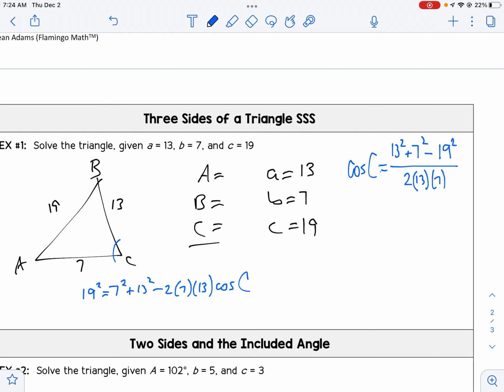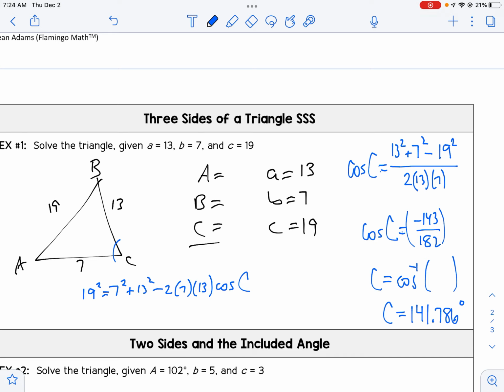And then I'm going to type that into my calculator. I'm going to find out the cosine of angle C is going to equal the fraction negative 143 over 182. Remember, if I'm finding an angle, I need to do the inverse cosine of that fraction, and I get my angle for C, which is 141.786 degrees, and then for our purposes, I would round that to 142.